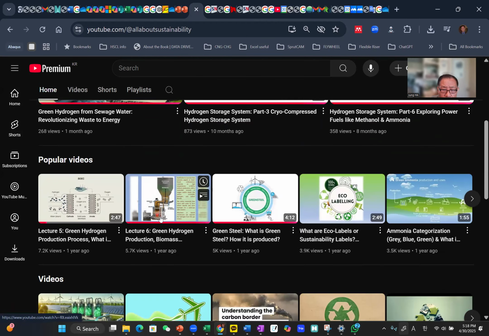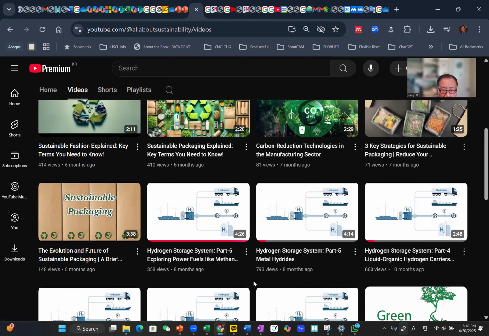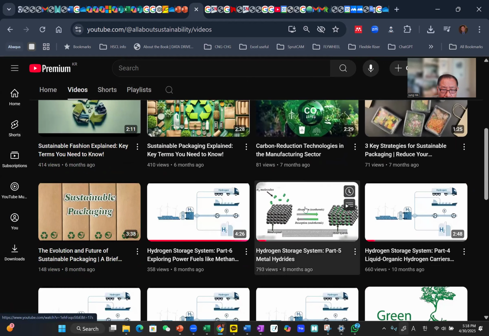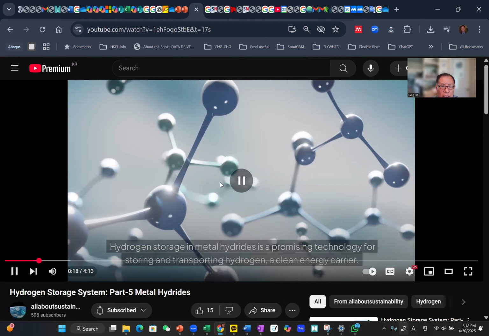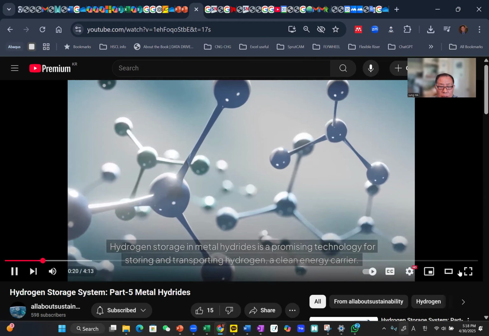Now let's take a look at the solid, metal hydride. Okay, here is the metal hydride. Transporting here is now a physical base. Inside the metal hydride, the gas will be absorbed into the solid metal hydride. Let's take a look at the energy carrier.